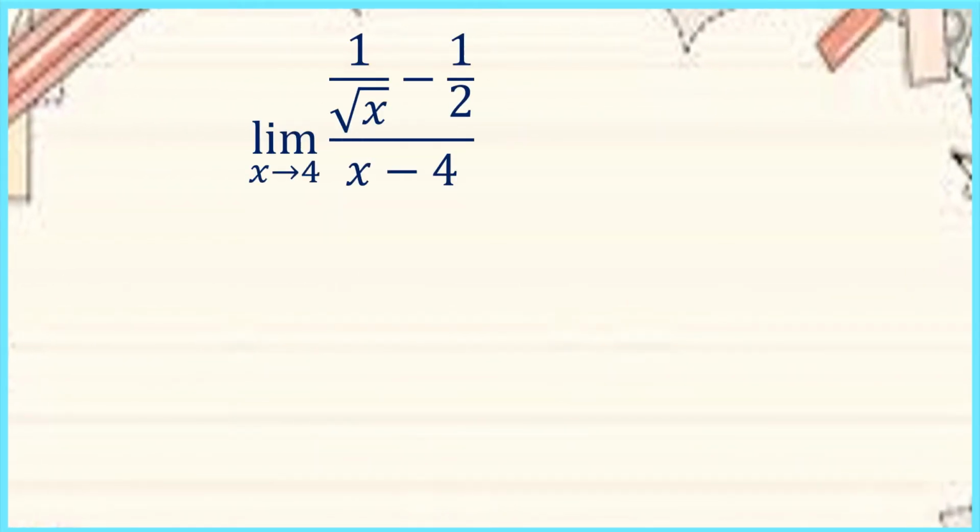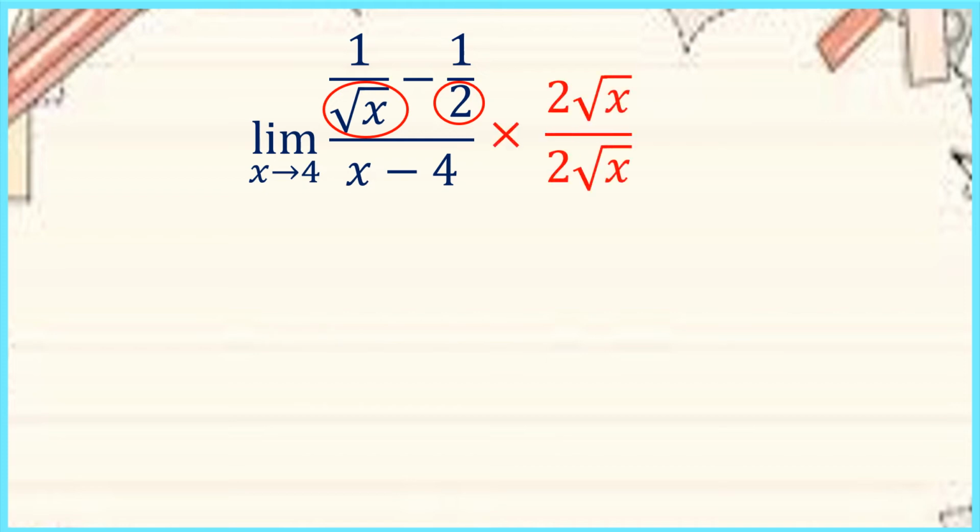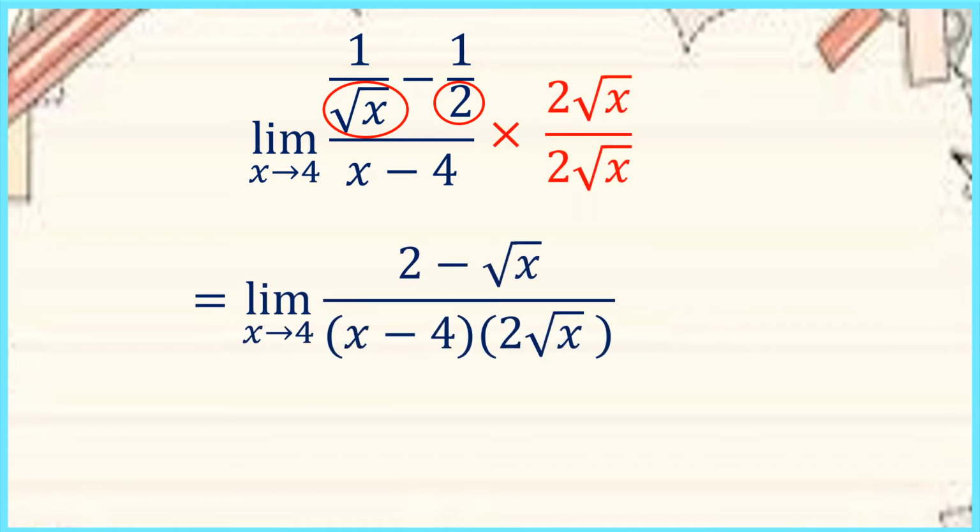Now let us have another example. Limit of 1 over square root of x minus 1/2 over x minus 4 as x approaches 4. In here, we are going to multiply it by the product of the denominators, 2 times square root of x. In doing this, we will be getting limit of 2 minus square root of x over x minus 4 times 2 square root of x as x approaches 4.